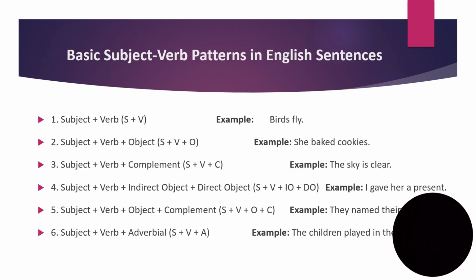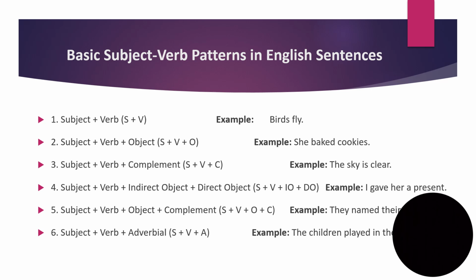Now, sentence components in structure. We have independent and dependent clauses. An independent clause can stand alone as a complete sentence. For example, the dog barked. A dependent clause cannot stand alone and starts with subordinators like because, although, and so on and so forth.